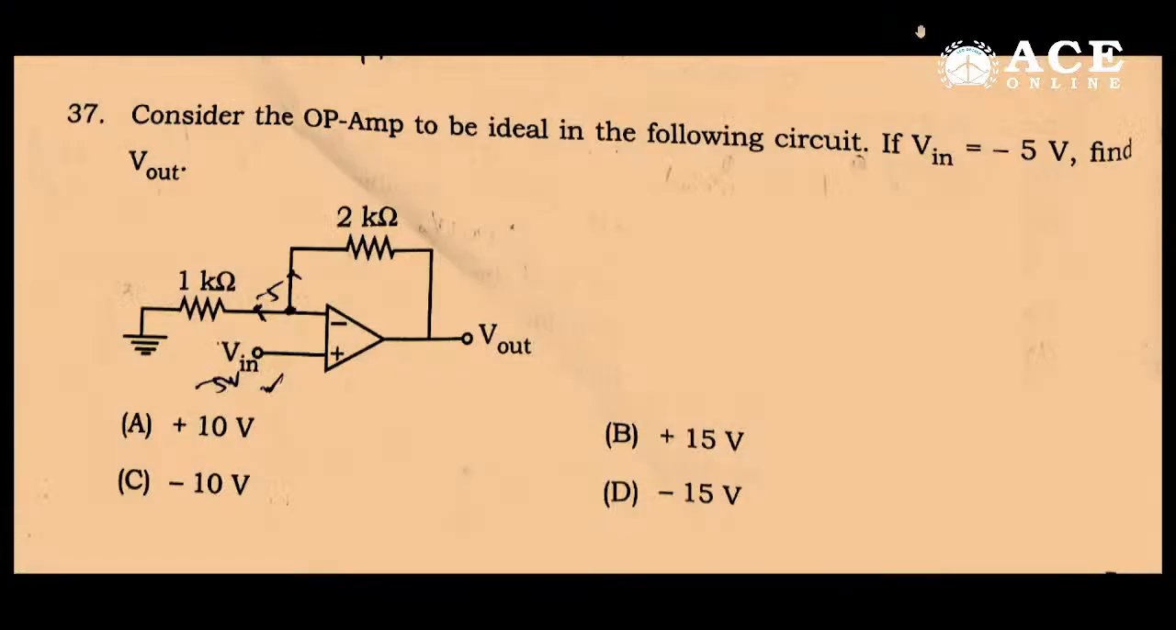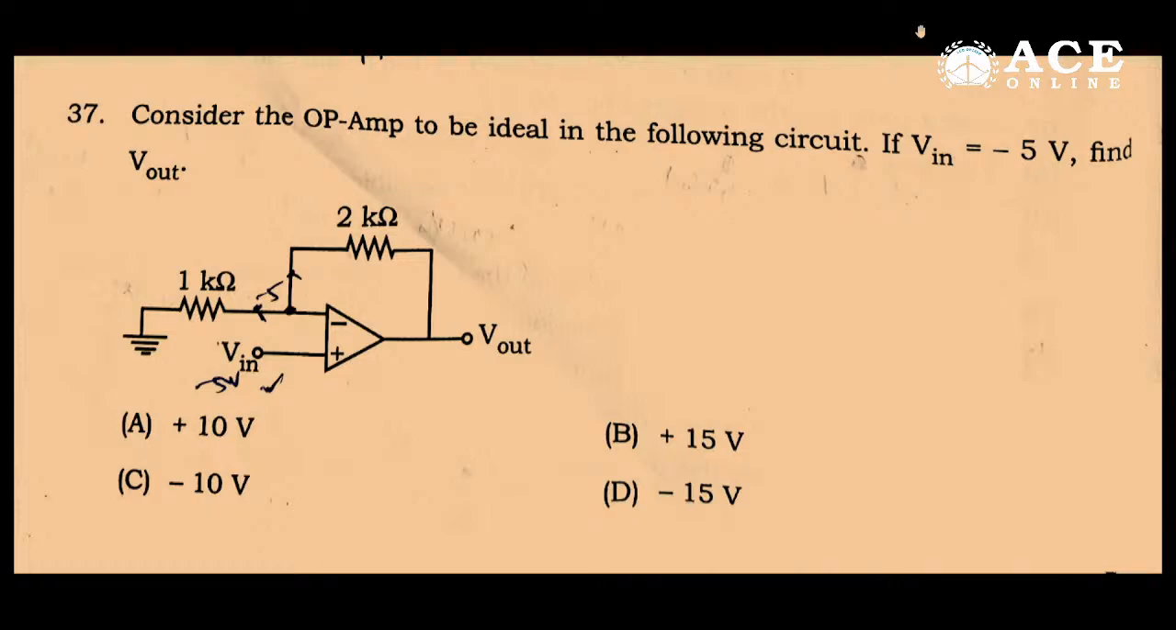Yeah, next question, question number 37. Consider the op amp to be ideal. Input voltage Vin is given as minus 5 volts. Note this point, it is minus 5 volts, right? Find the output voltage.